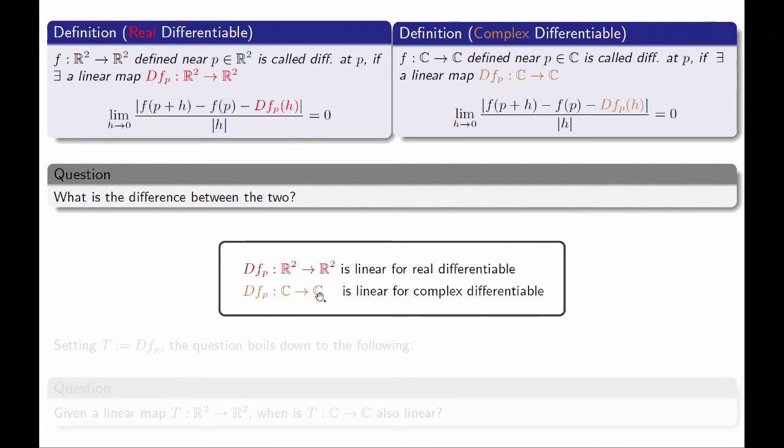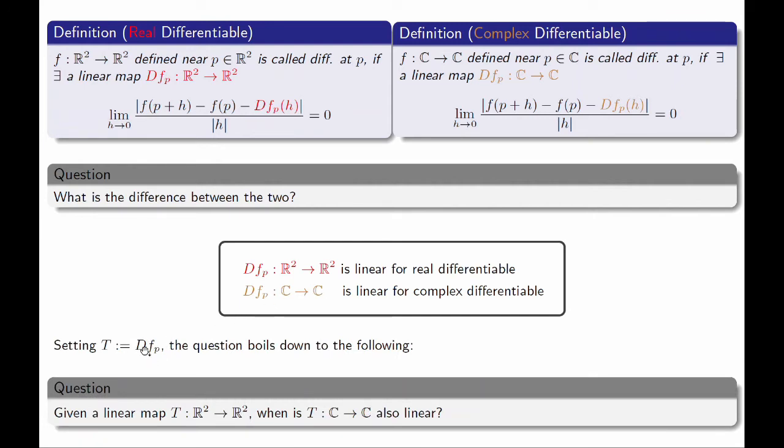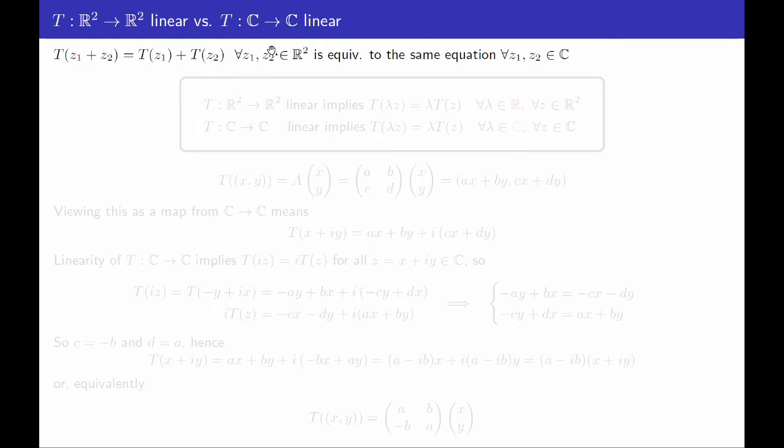So if we use a shorthand notation for df P and denote it by T, then the question boils down to the following. Given a linear map T that takes R2 to itself, when is T also linear as viewed from C to itself? So we're looking at the difference between linearity on R2 and linearity on C.